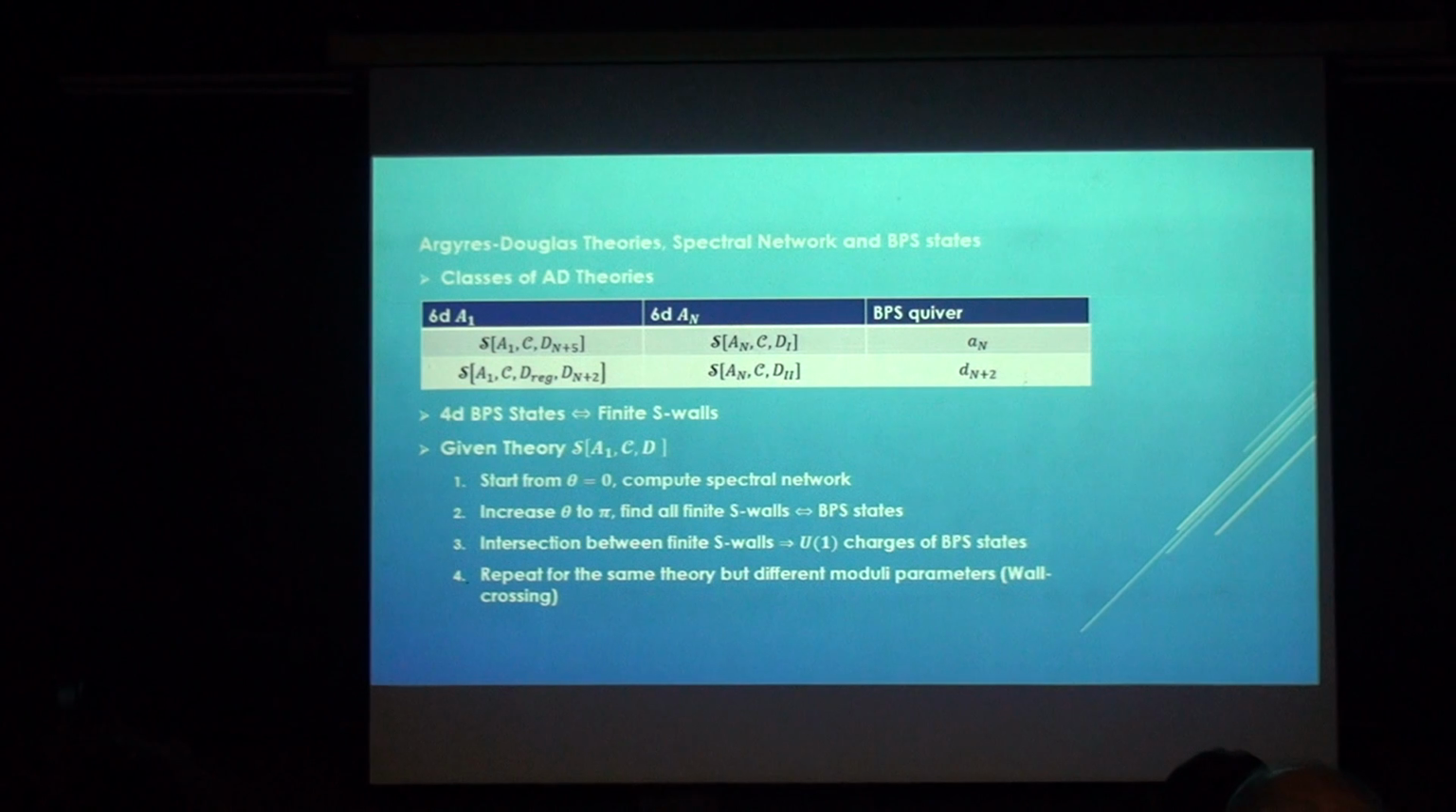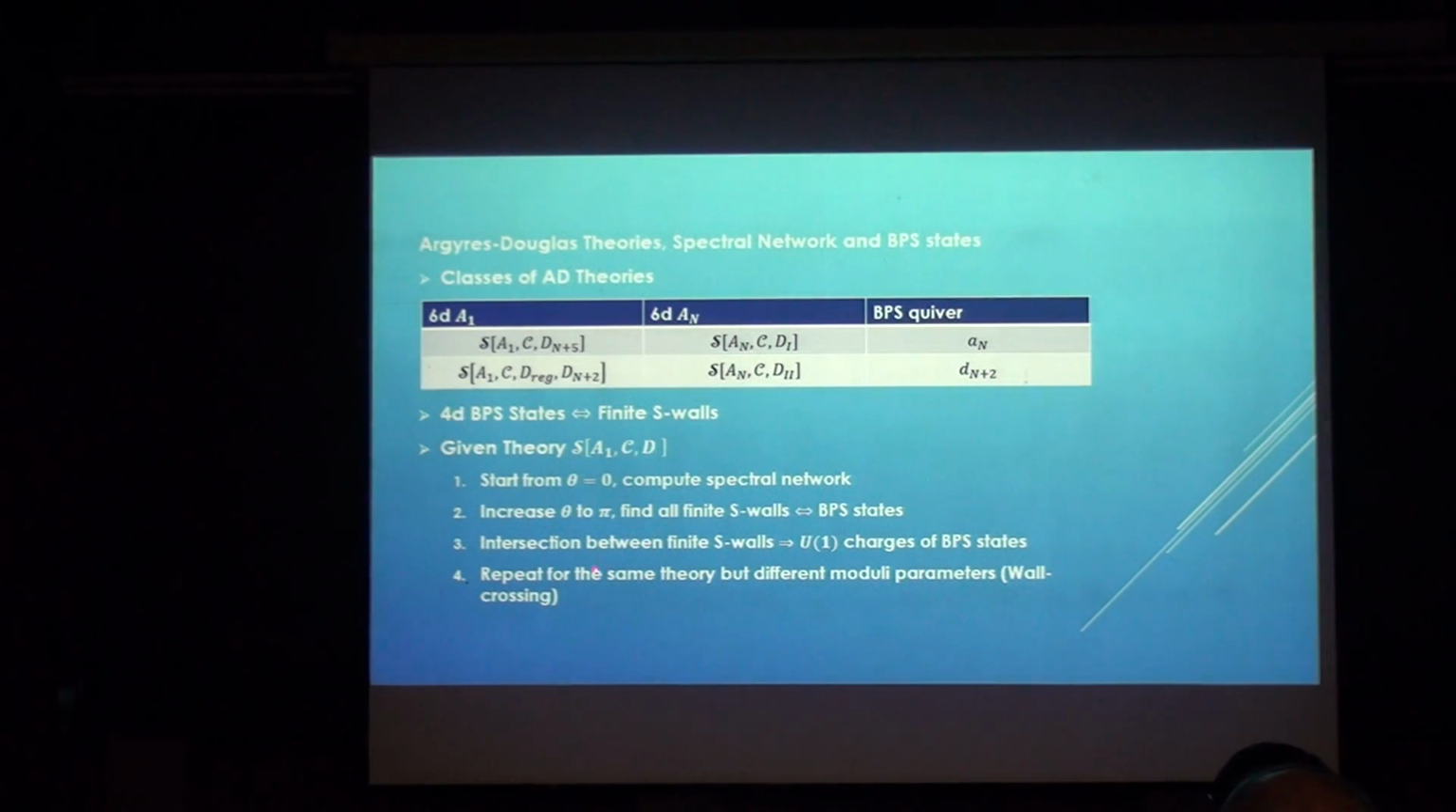I'm already out of time, so I will just go through the program and show just a few examples. So the program is given a certain theory. We start from theta 0 and compute the spectral network. And then we gradually increase theta to pi. And for each theta, we can find a spectral network.